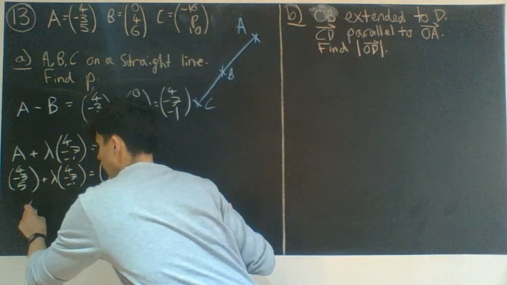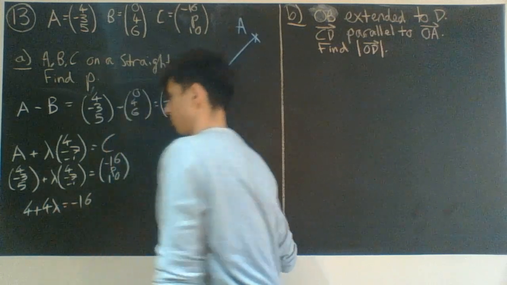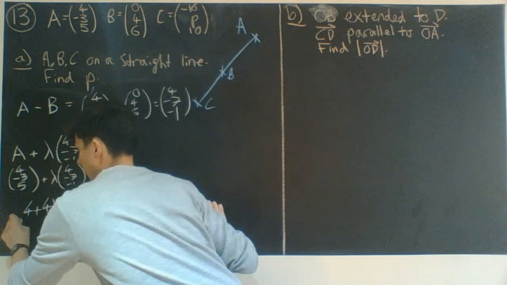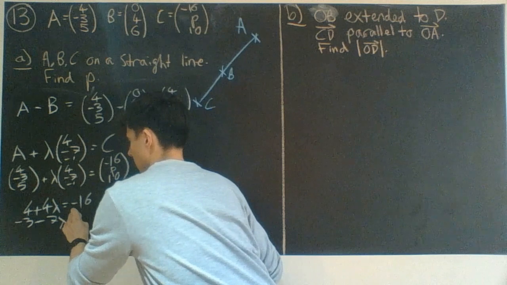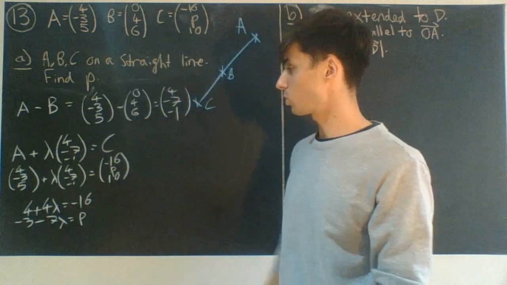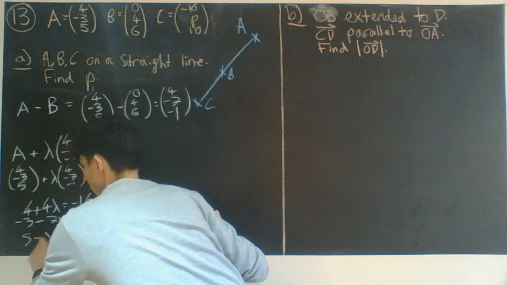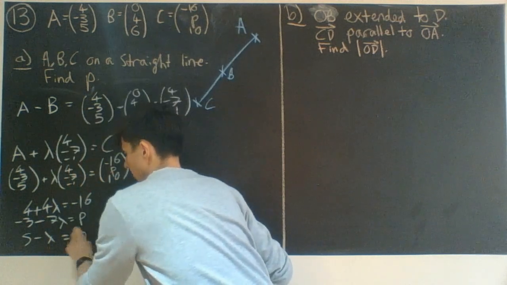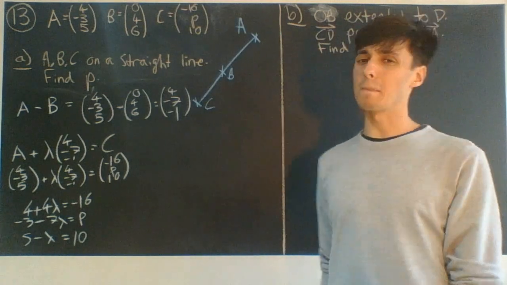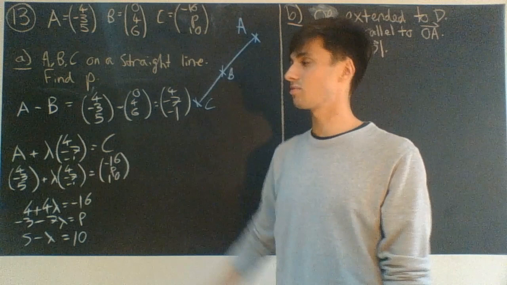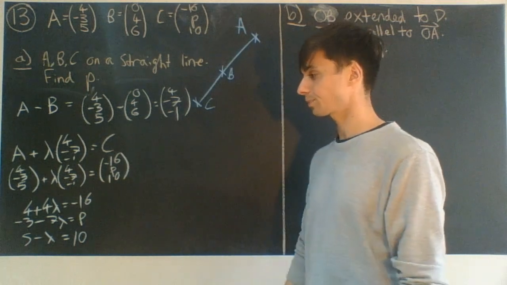So 4 plus 4 lambda equals -16. We've got -3 minus 7 lambda equals P. And we've also got 5 minus lambda equals 10. It's worth saying here as well, we could have travelled from B if we want. We would have a different value of lambda, but we should end up with the same P at the end.